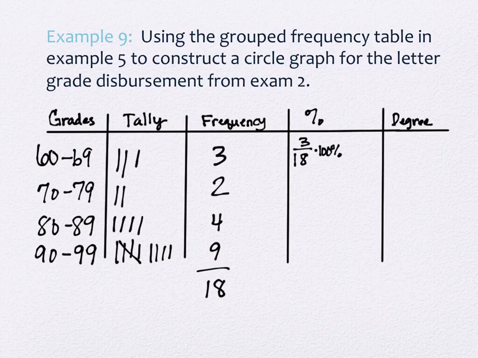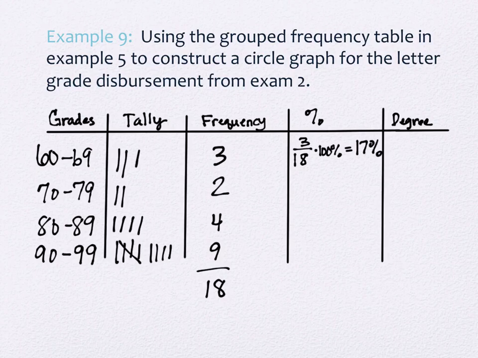If you get decimals, we just round to the nearest whole number. For the sake of accuracy, that's accurate enough. So what did you get when you take the number 3 divided by 18 and then multiply by 100? All right, so it's 16.6 repeating. And if we round it to the nearest whole number, that would be 17. So we write 17% here.